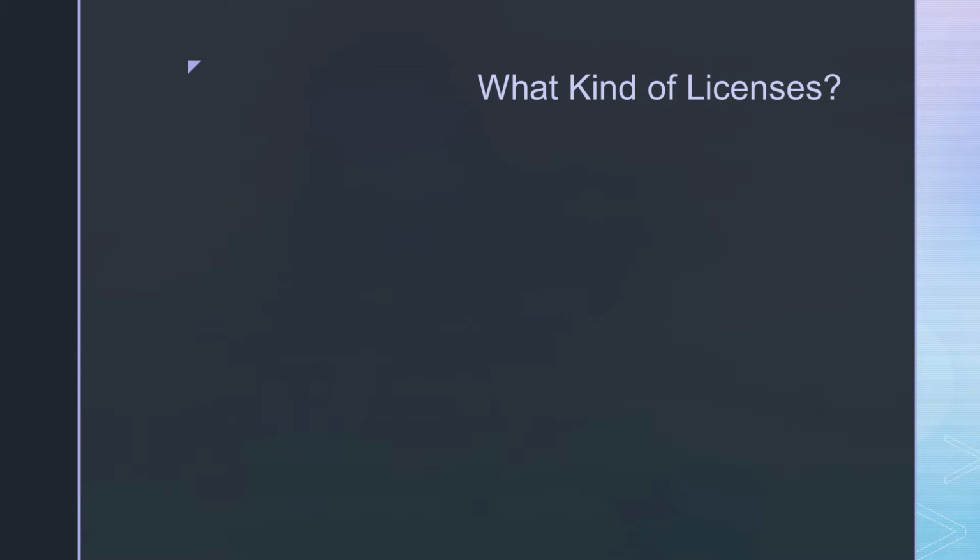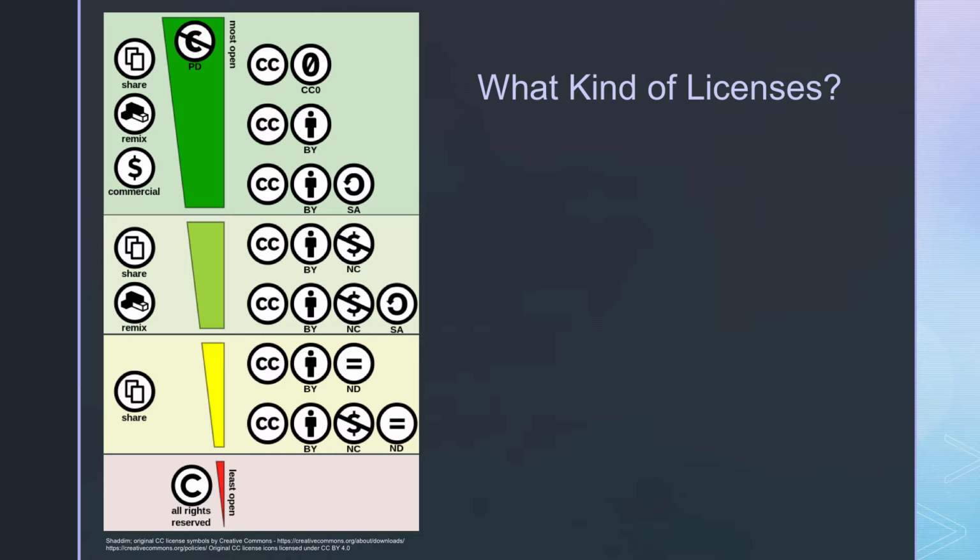Now that we've talked about the why and the what, what kind of licenses are out there? Well, there you go, all in one handy-dandy chart, appropriately cited per their CC license. Let's break this down. At the very top, which is the most open, the most free licenses, is CC0, which means no rights reserved, public domain. You don't even have to give a citation for it. You can just use it. You can just modify it.